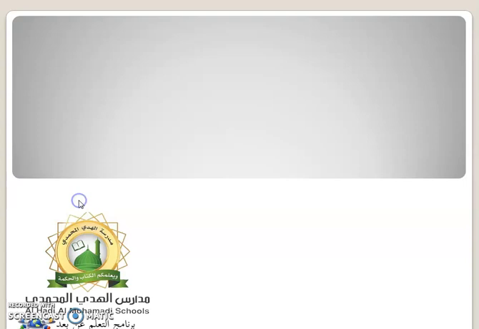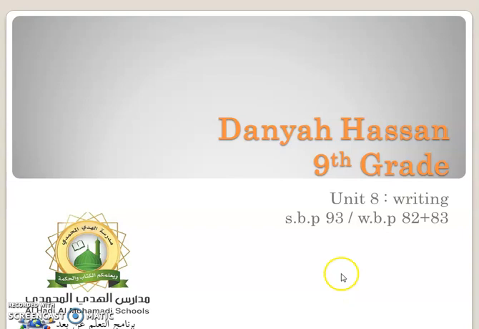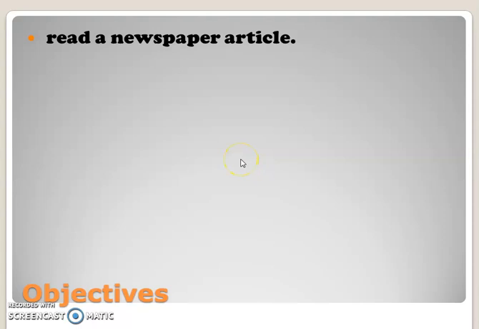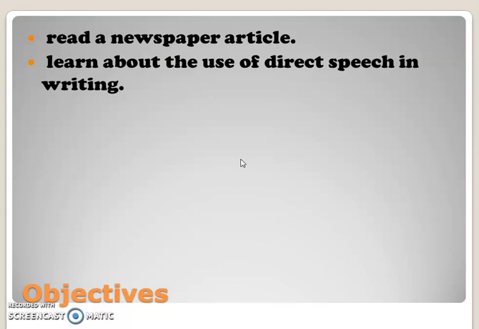In this video we're going to have the last lesson in our unit, which is writing. We will work with page 93 in your student book, and pages 82 and 83 in your workbook. Our objectives today are, first of all, we're going to read a newspaper article, then learn about the use of direct speech in writing.